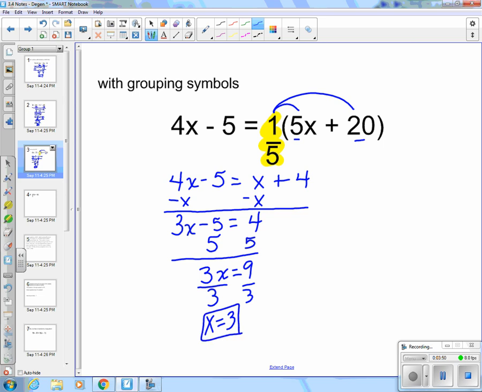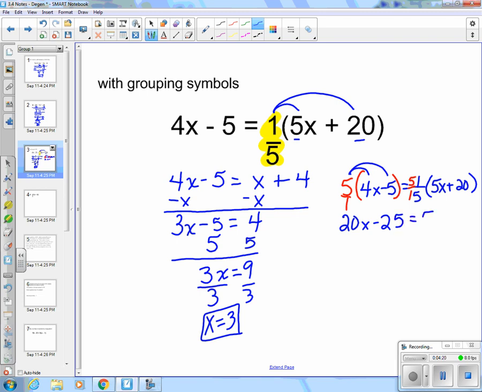answer. There's another way of multiplying by the reciprocal on both sides. I caution you on this because you will have to make sure and multiply by 5 over 1 here and 5 over 1 on the left-hand side to everything on the left-hand side, which means then that you have to do a little distributing here and have 20x minus 25 equals 5x plus 20.